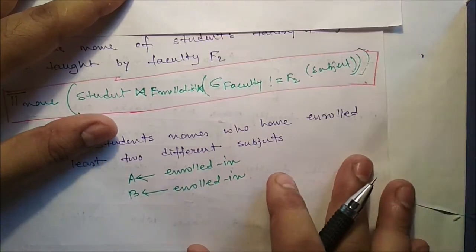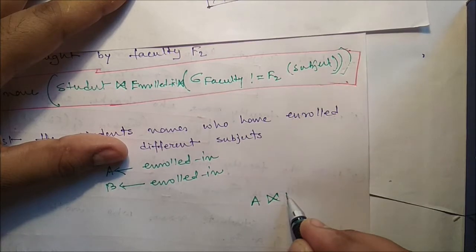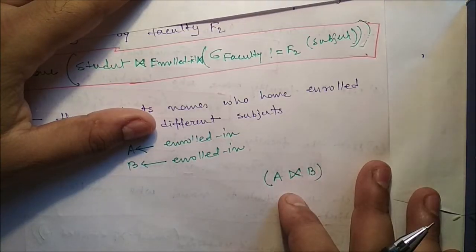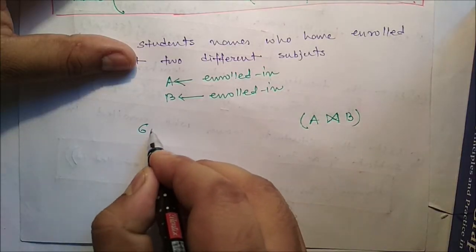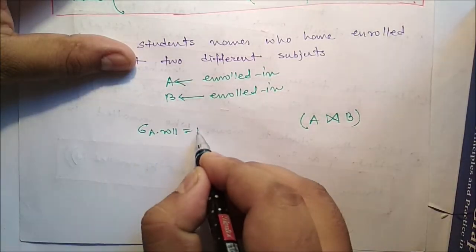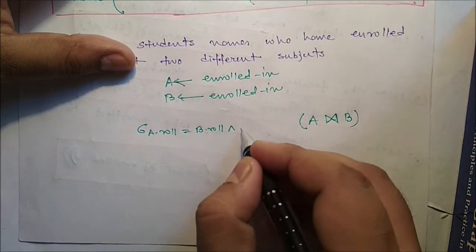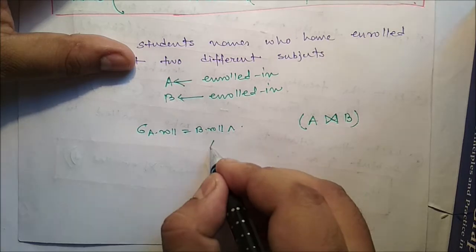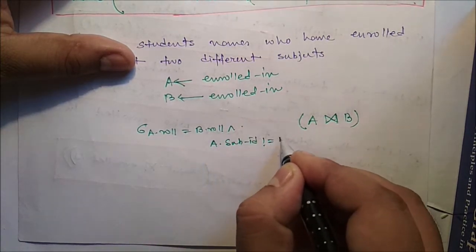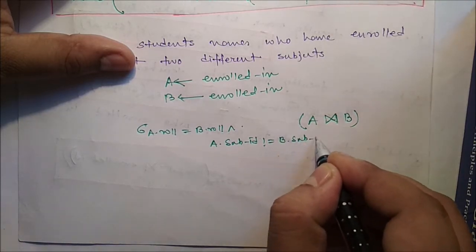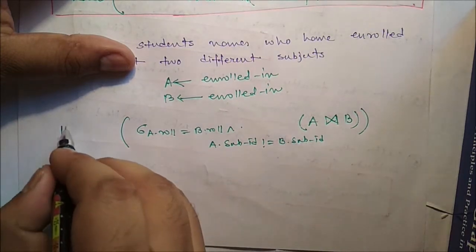So self join. We have to write first of all A join B, and after that the roll number should match: A dot roll number is equal to B dot roll number, and A dot subject ID not equal to B dot subject ID. But we need only the name.